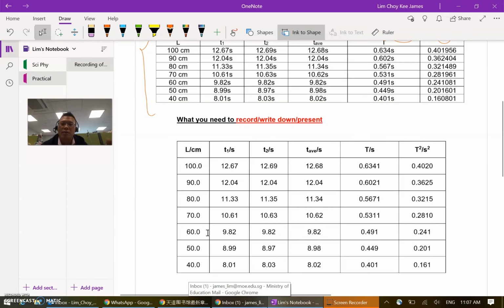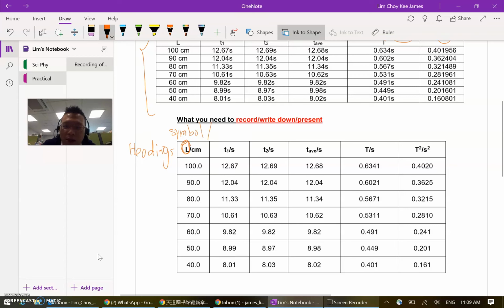One of the common things that you have in your table is your headings. The heading is like the title for each of the columns. The headings for physics have to be written in a certain format. The format is in terms of what I usually call a symbol, the symbol used in the experiment.